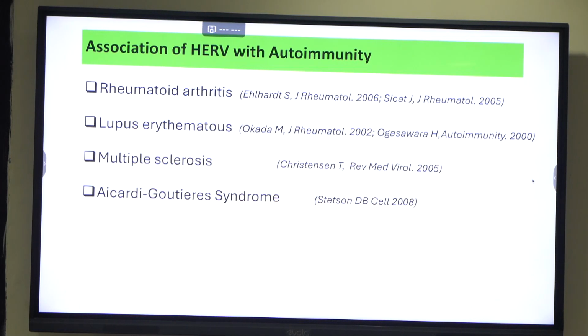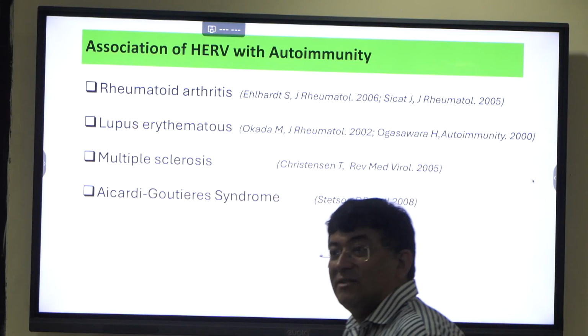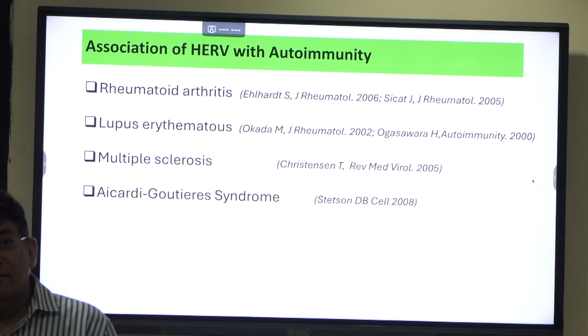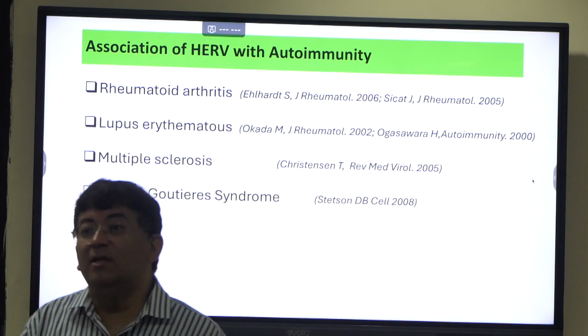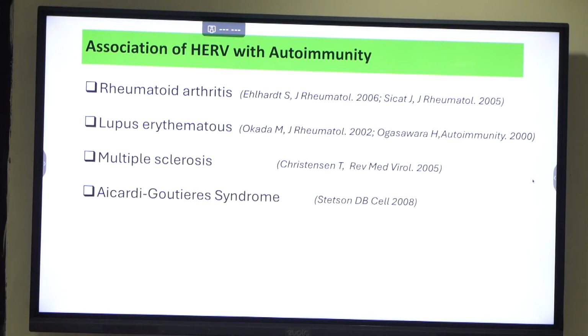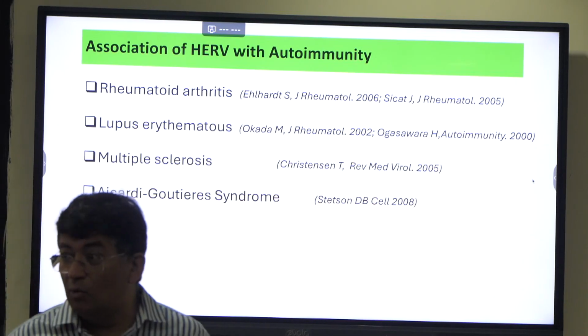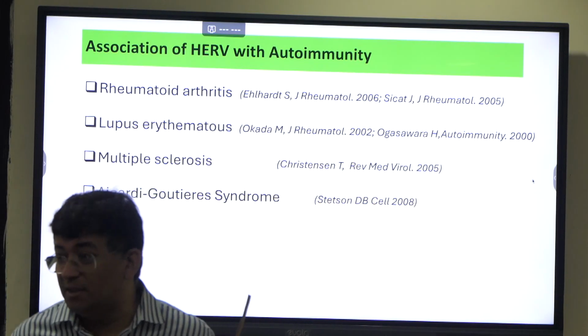So the hypothesis says that if it really happens, then you develop a T cell response against that HERV protein. And if there is a T cell response against that protein, there is a possibility that you end up developing an antibody response as well. When things are happening in this direction, it will lead to a condition of autoimmunity, right? This is what your own cells are actually expressing.